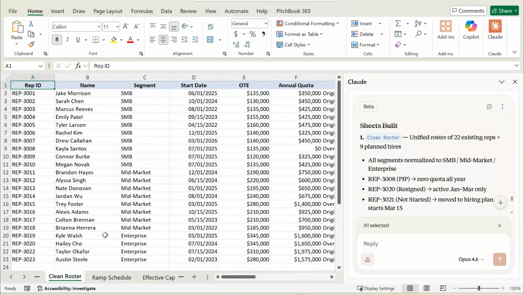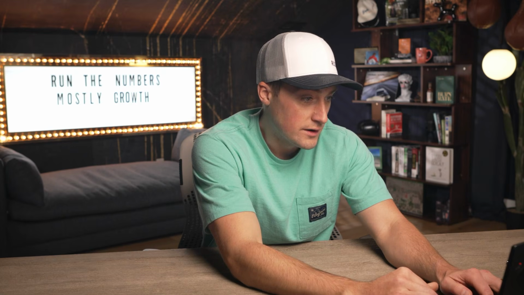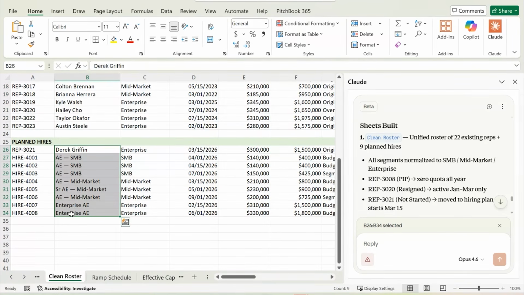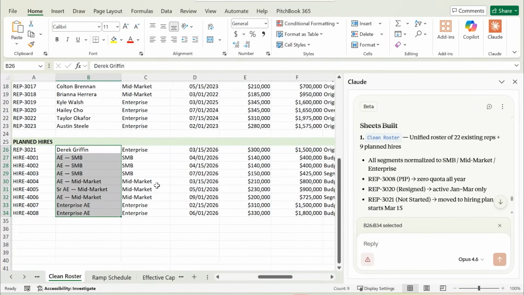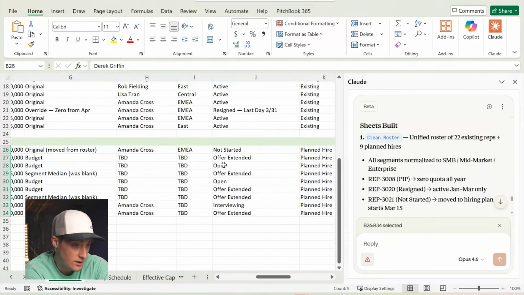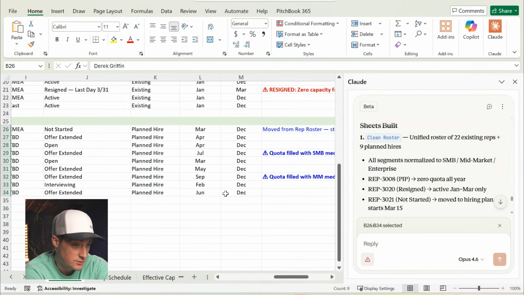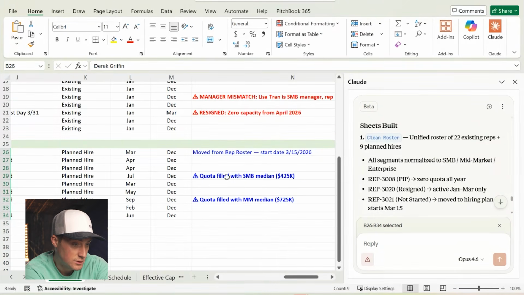All right, cool. So this is the clean roster. Oh, all right. And then it broke it. I would usually do it like this too, where it has the planned hires down below. Not started. Okay, so that's why we know this guy's name, Derek. Offer extended, open, offer extended, open, offer. Okay, cool. Interviewing. So it has the statuses. Move from rep roster. Oh, nice.